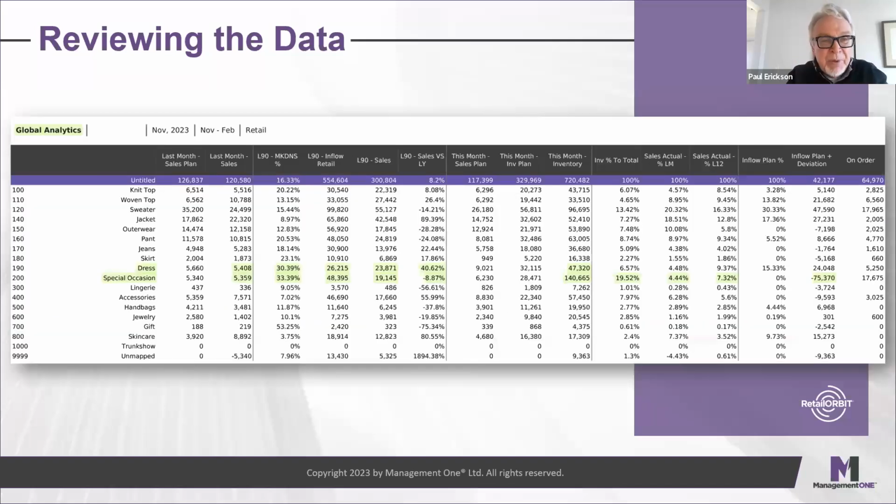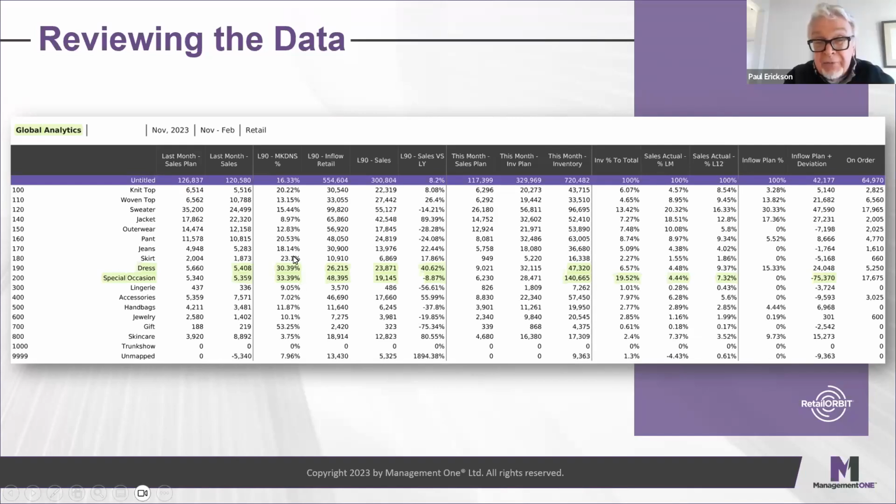Let's take a look at another example. We're going to pick on dresses and special occasion dresses here. I think we did blow that up, so I'm going to stay right there. So we have dresses and special occasions on our global analytics report. Now, I'm going to show you how to look for this in a different way, but we're going to start with global analytics. You can see that last month's sales plan in both categories, we were pretty much right on the money. For dresses the goal was 56.60, we did 54.08. Special occasion dresses, the goal was 53.40. Boy, we beat it by $19.